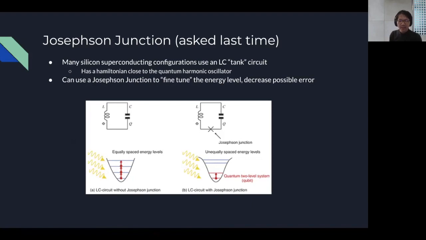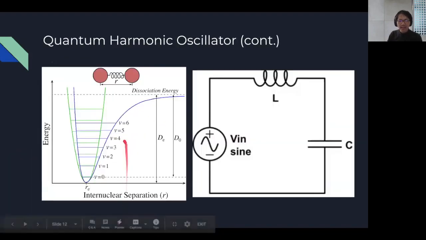Just to refresh your memory, if I go back here, this is the harmonic oscillator, and you'll see that you have discrete energy levels in this parabolic arrangement. That is very similar, the same kind of system as you would see in this circuit with the inductor and a capacitor, which produces a kind of sinusoidal waveform.